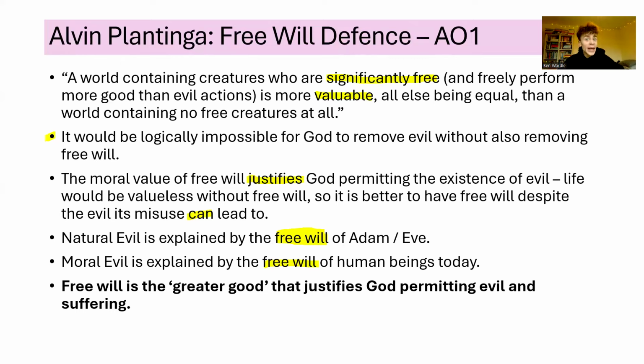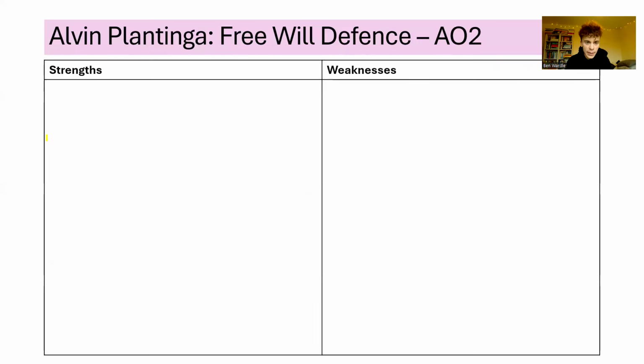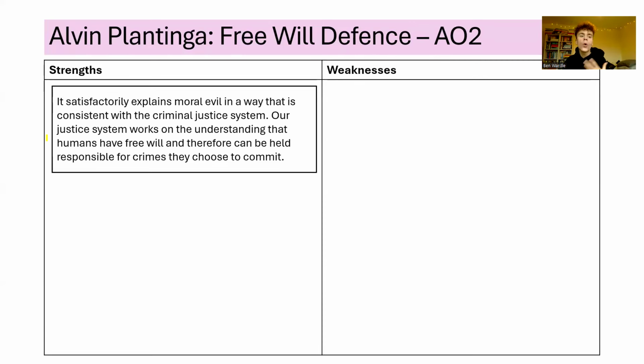Mackie's criticism is going to be that that is not the case. That if God is omnipotent, surely he should be able to remove evil without also removing free will, and that we could all be made by him so that we always freely choose the good. Now, Plantinga says, no, that would not be true free will, but Mackie is going to criticize him in just a moment's time. But before we look at the criticisms, let's talk about the strengths of this free will defense, shall we? So what works well?